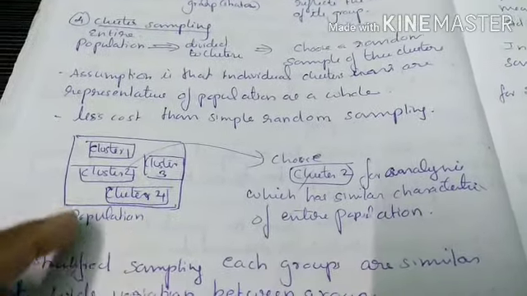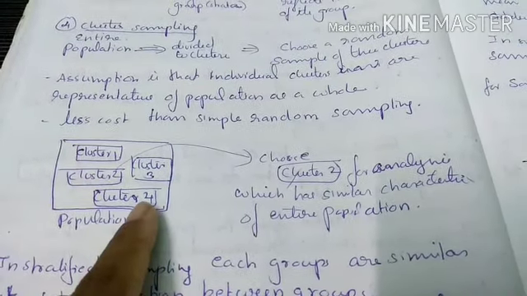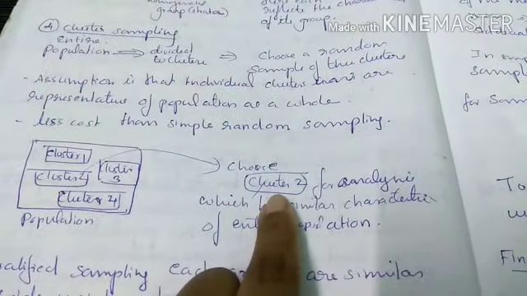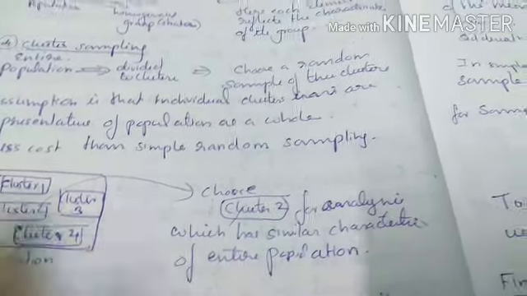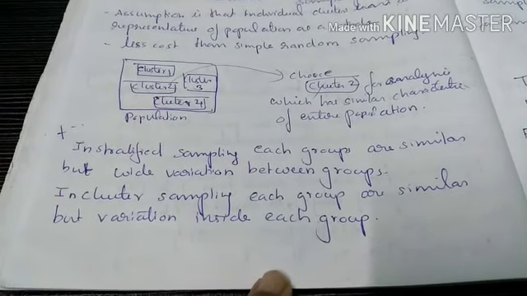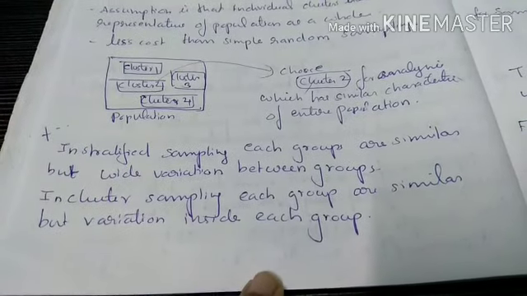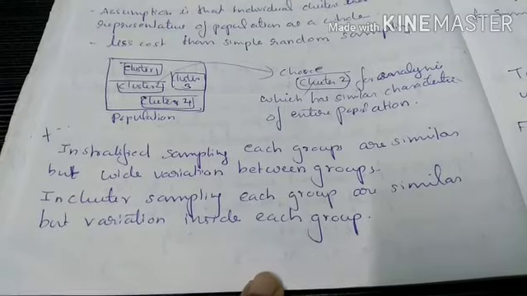This is a picture of clusters. The population is divided into cluster 1, cluster 2, 3, 4, and we choose randomly one cluster, cluster 2, for analysis, which has similar characteristics to the entire population. Next, in stratified sampling, each group is similar but there is wide variation between groups. In cluster sampling, the groups are similar to each other but there is variation inside each group.